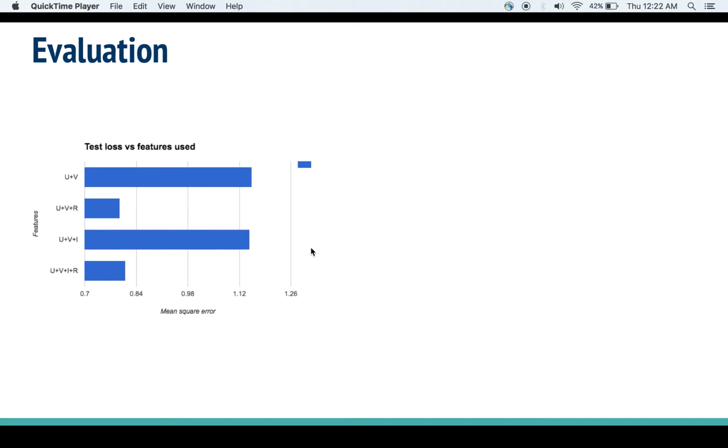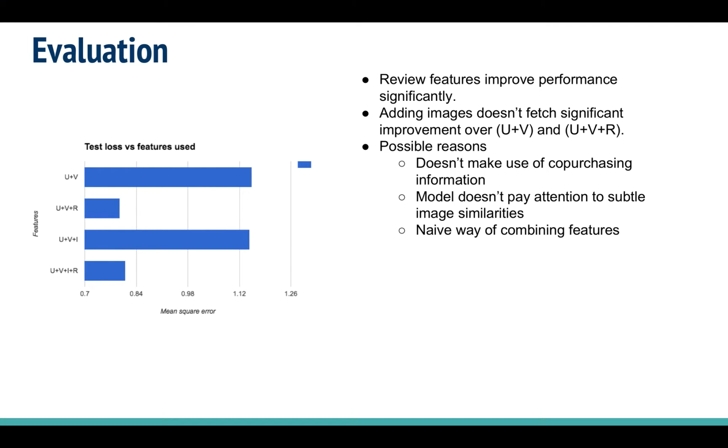The left-hand side column includes information about the combinations of features that we tested. U stands for user embedding, V stands for product embedding, R stands for rating vector, and I stands for the image vector. So the performance wasn't actually as great as we expected it to be. Remember that what we plot here is the mean square error, so lower is better.